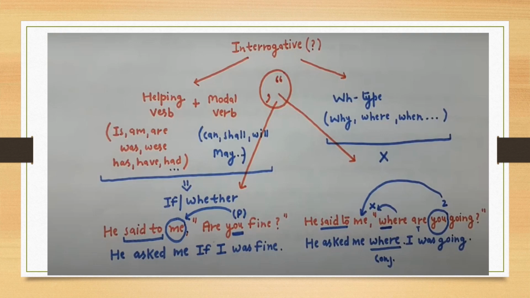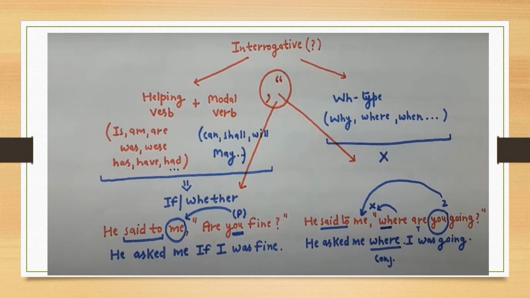So repeating the answer again, he asked me if I. Me would be replaced by I. Me and I are one and the same. So I'm repeating it again. He asked me if I was fine. Talking about the change in tenses. Here, are you fine? Are is simple present tense. Remember the rule, simple present changes to simple past. Are would be replaced by was. So the answer would be, he asked me if I was fine.